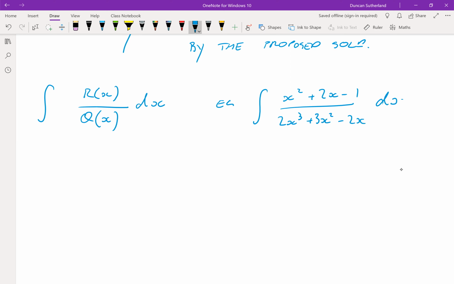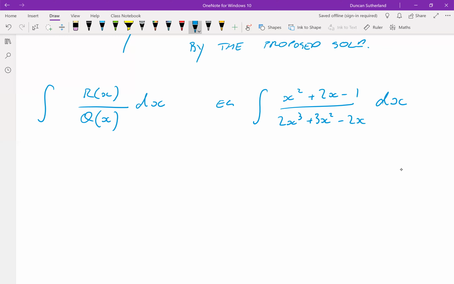Here's an example: R(x) is x squared plus 2x minus 1, and Q(x) is 2x cubed plus x squared minus 2x. We call this thing a rational function because it's two polynomials divided by one another, and the higher degree polynomial is on the bottom. Now, there are several possible cases for different Q and R's. This example here is one of the simplest cases.